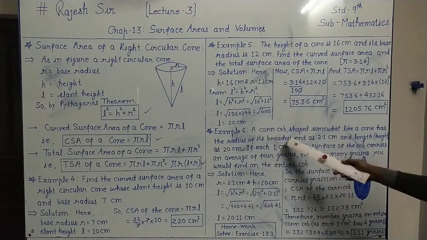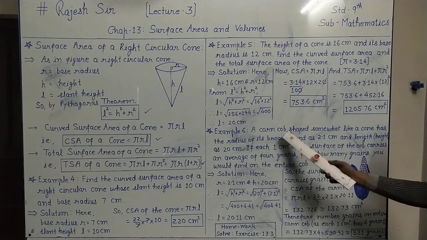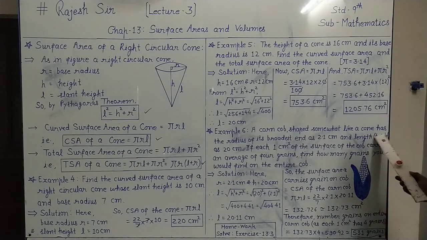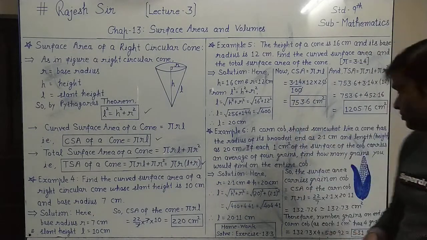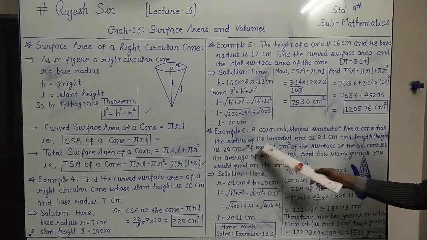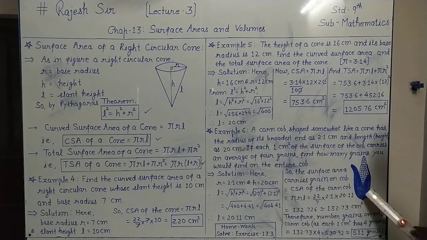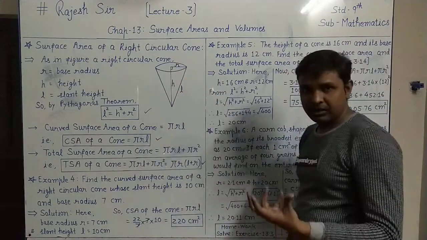A corn cob, as shown in the figure here. You know corn cob, in the monsoon we take it as refreshment. It is shaped somewhat like a cone, and has a radius at its broadest end. This broadest end is at the bottom, and you can consider it as the circular part. It's inverted.